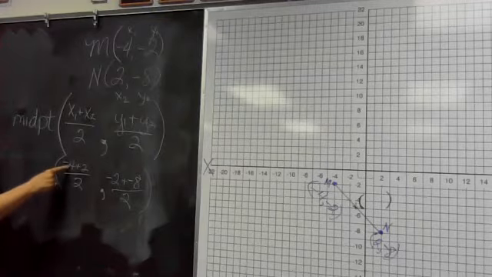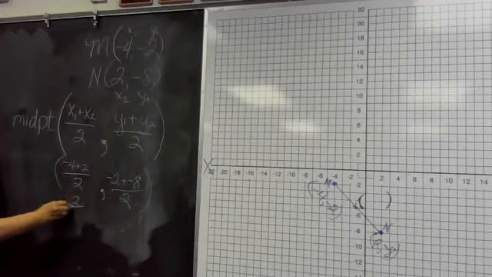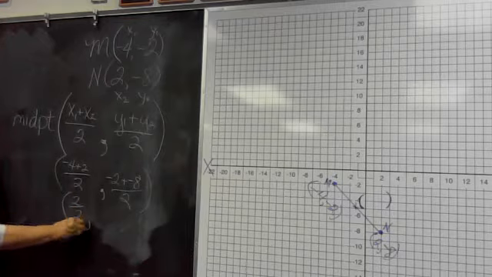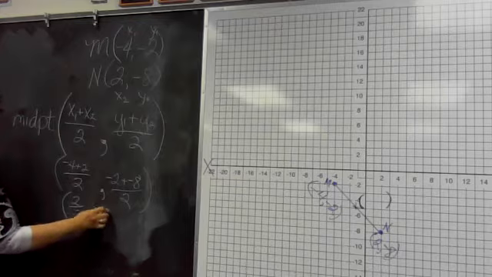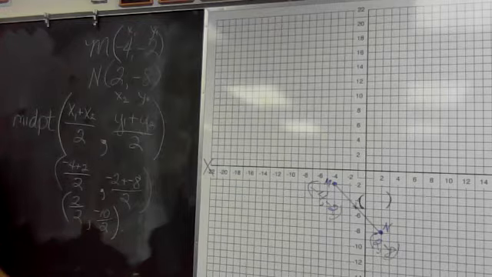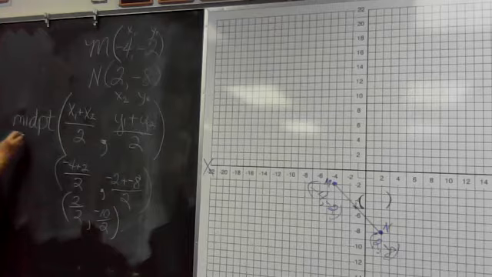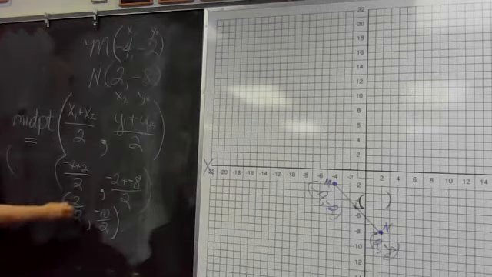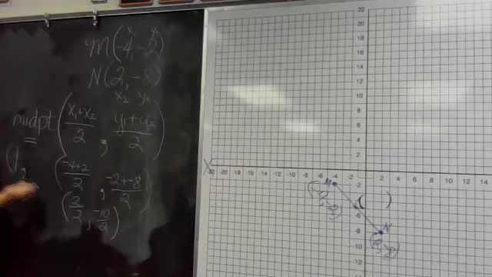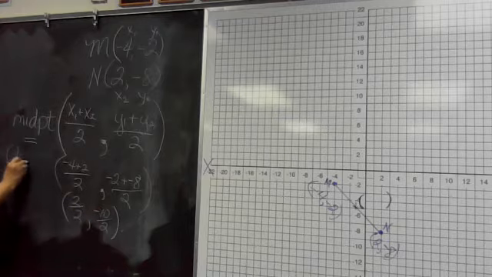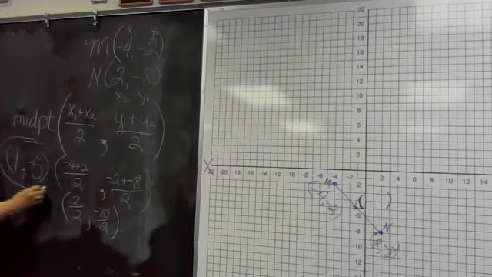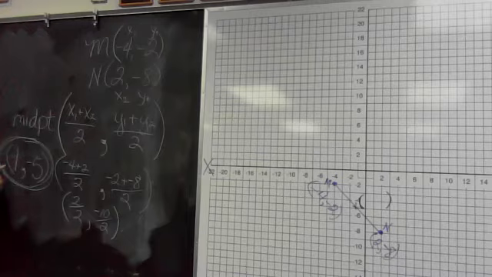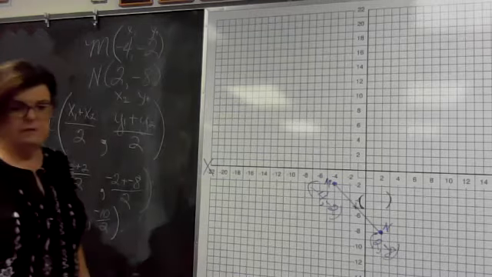So when I get this, -4 plus 2 is -2 over 2. -2 plus a -8 is a -10 over 2. And so our midpoint equals -2 over 2 is -1, -10 over 2 is -5. Let's see how close we got. This is the address of the midpoint of segment MN. So -1, -5. Let's go graph that.